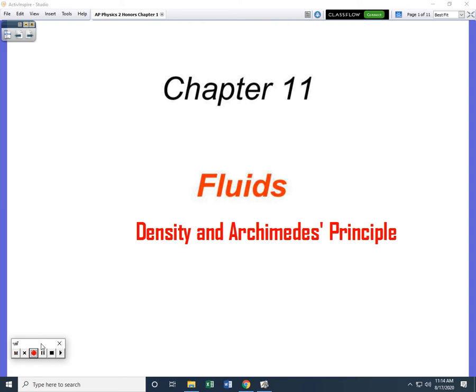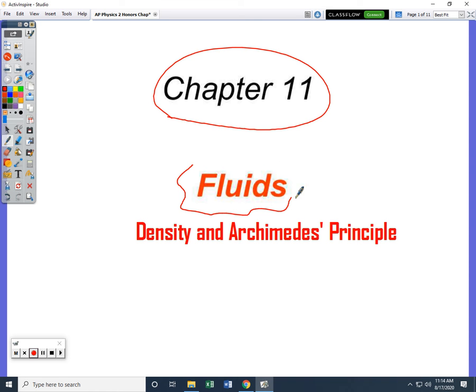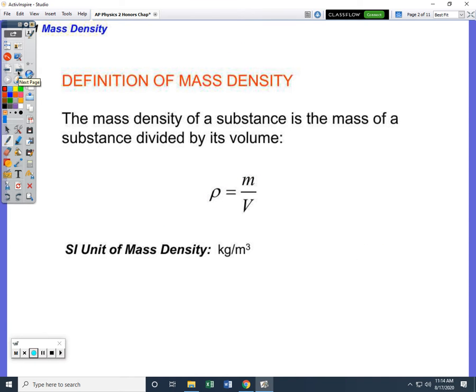We are going to jump right into Chapter 11 here and have some fun. Chapter 11 is all about fluids. Specifically, we're going to look at static fluids, meaning fluids that aren't moving yet. And in this particular lesson, we're going to look at density and Archimedes' principle. So jumping right in, we're going to go into density.